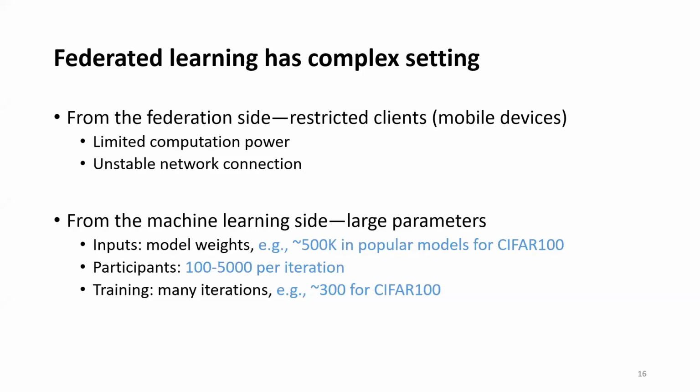The machine learning side also makes the protocol design challenging. The key reason is that all the parameters here are large. Just to give you an idea, the inputs, which are the local weights, are 500,000 in size for popular models for standard image data sets. And in each iteration of the training, a few hundreds to a few thousands of clients are selected. And also such summation needs to run for a few hundred times until the model converges. So here what we want to get is some reasonable efficiency for the training. We want the training to finish as quickly as possible, despite these parameters being large.